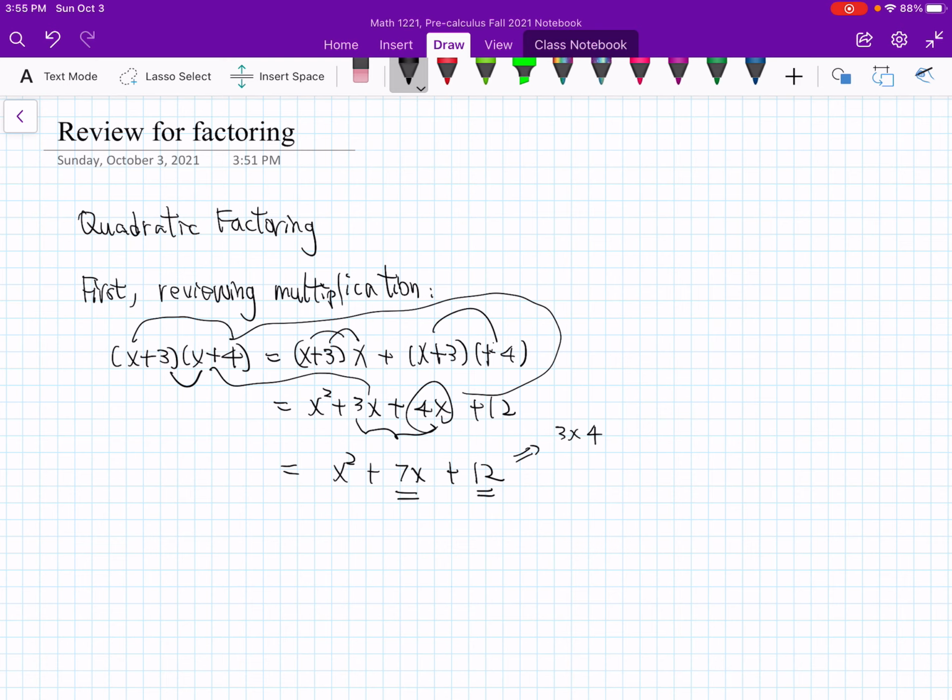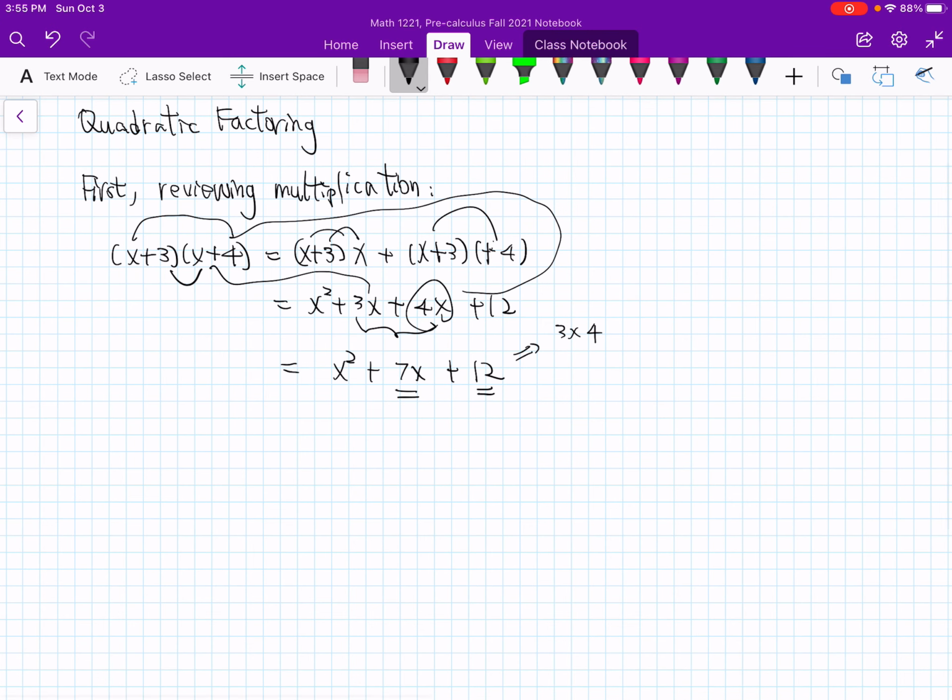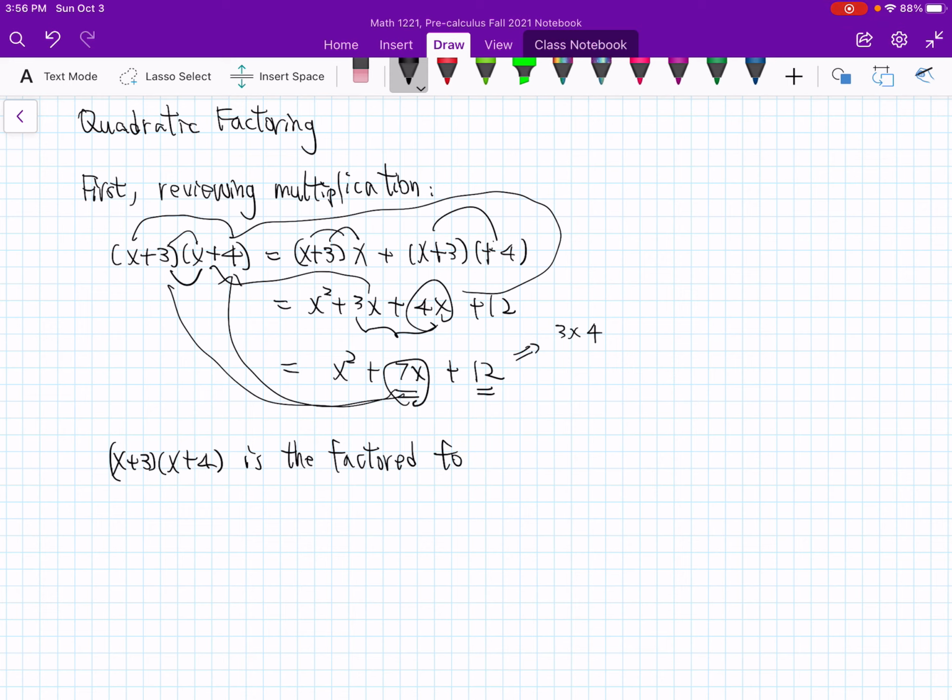All right, so with that in mind, we understand that the 7x actually comes from the addition, the sum of the two constant terms, 3 plus 4. We say 3 times x, plus 4 times x. So we can say x plus 3 times x plus 4 is the factored form of the quadratic expression x squared plus 7x plus 12.